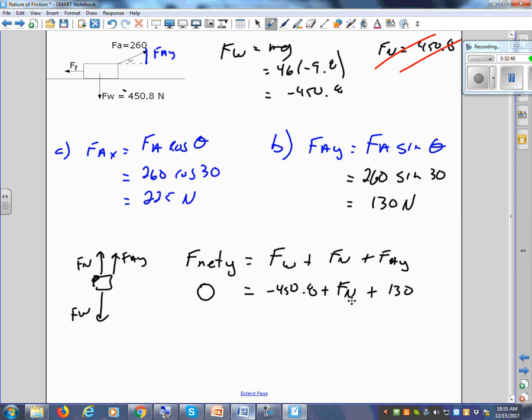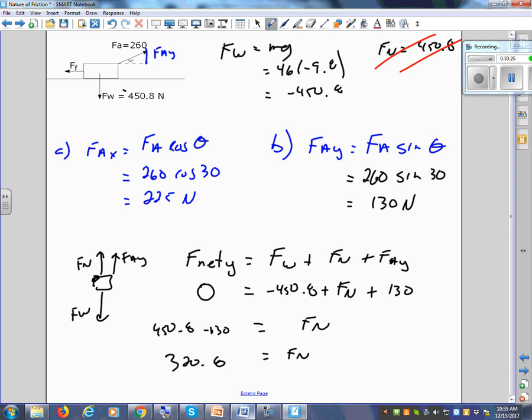So now I got to solve for Fn, right? Let's leave the Fn over here. Minus 450.8 goes to the other side and becomes plus 450.8. And the 130 goes to the other side and becomes minus 130. And that's because the normal force is reduced by that FAY. I'm going to subtract it. The Fn is actually 320.8. Now, as Colby pointed out, you reduce friction when you lift up because you're helping out the normal force. It doesn't have to work as hard. I'm reducing friction.